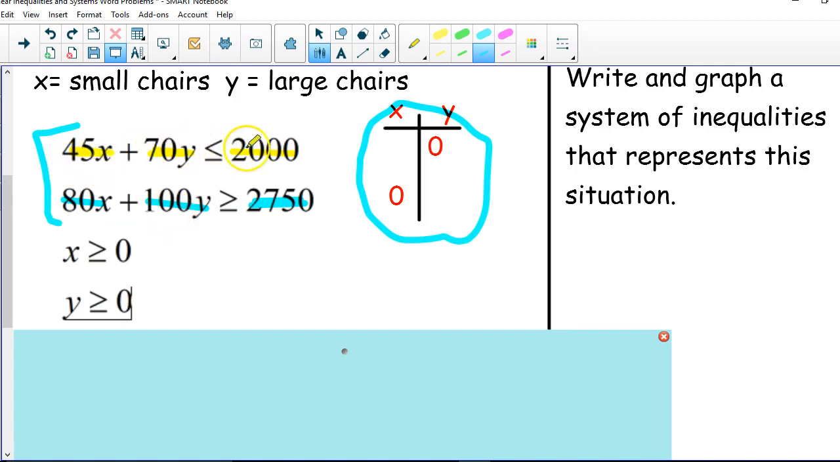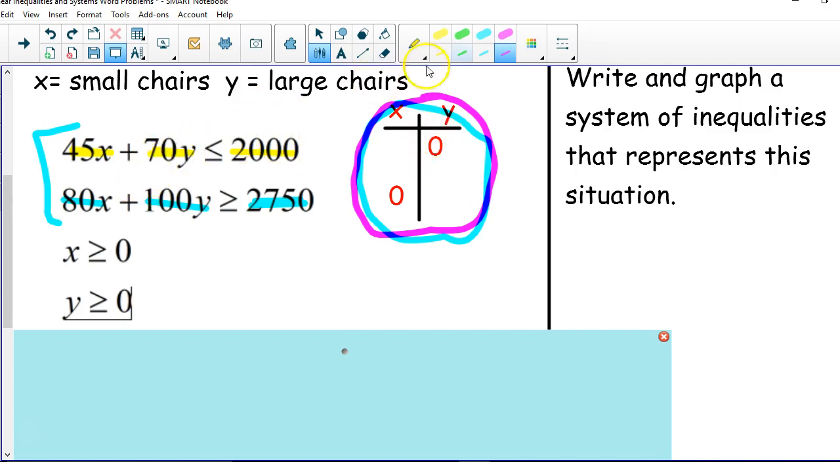You can put this in slope-intercept form. Again, it's going to get very messy. I really want to encourage you, especially when we do linear programming next week, to use that table. So practice it now, where you put a 0 in for Y.